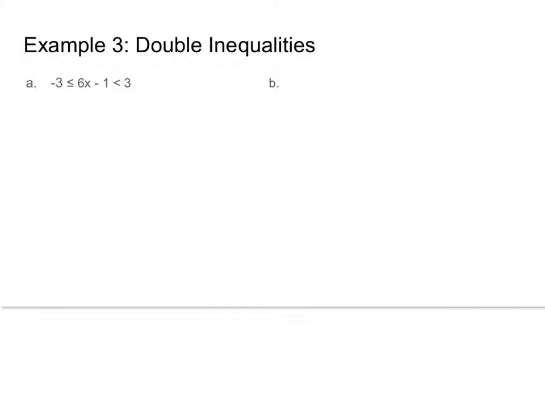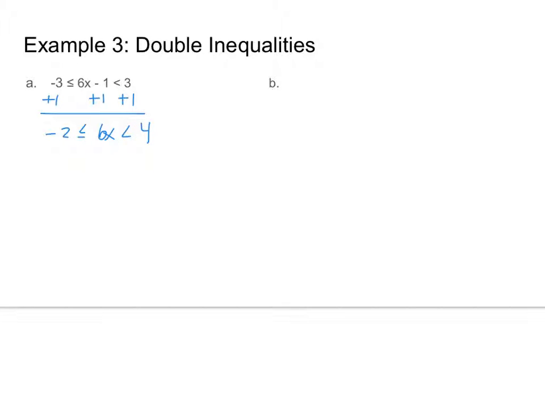So for example, I'm looking in the middle here and I see that I have my x in the middle, which is good. And so the way that I'll approach this is to solve like I would normally do, but apply the rules that I'm doing to each inequality. So when I add 1 to try to get my x alone, I've got to add 1 to both inequalities. So I'm left with negative 2 less than or equal to 6x, which is less than 4.